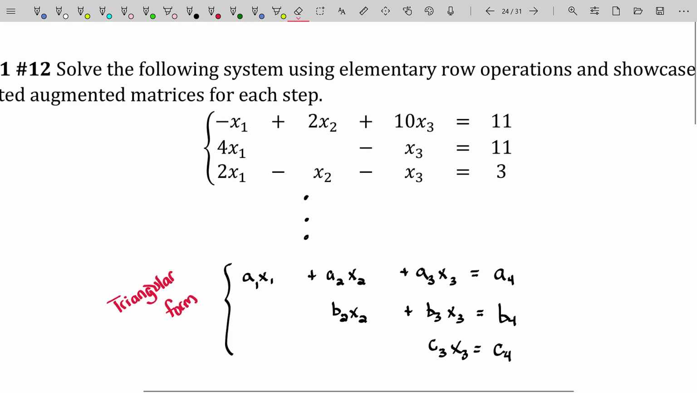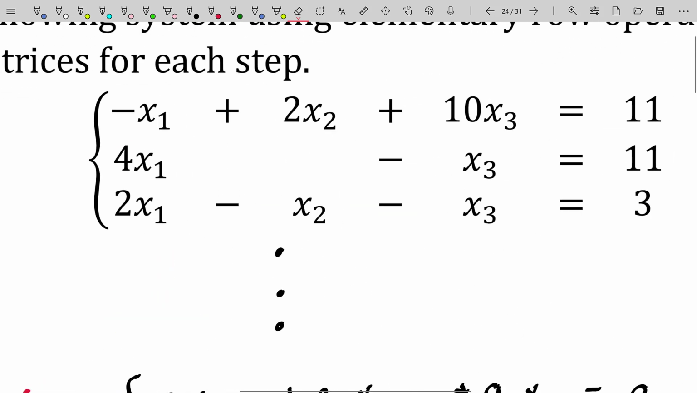But if you look at what we're handed to begin with, this is definitely not in triangular form. So what are you going to do?